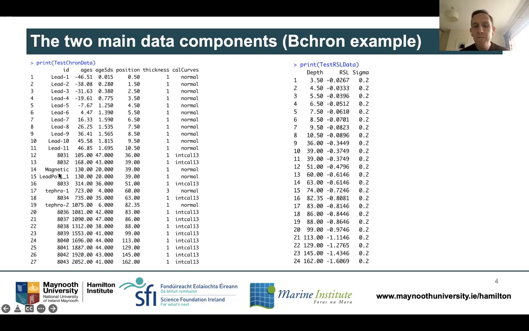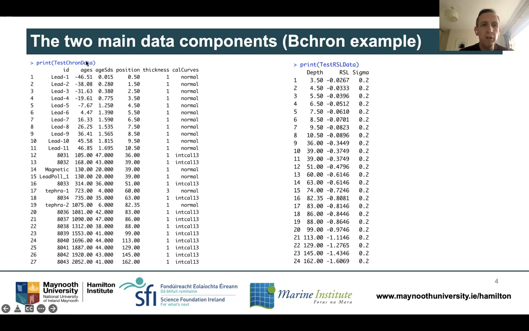I always prefer it if I can actually see the data. Okay, it's all very well looking at these beautiful, colorful plots, but for me, it's actually being able to see the numbers of what's going on in the background that enables me to understand really what's happening. I'm going to walk you through, both in these slides and then in the little demo afterwards, a real data set that comes with the Bchron package. And these 2 data sets are called test cron data and test RSL data.